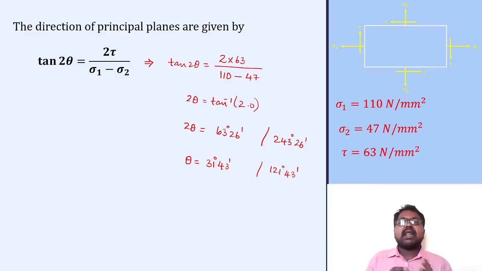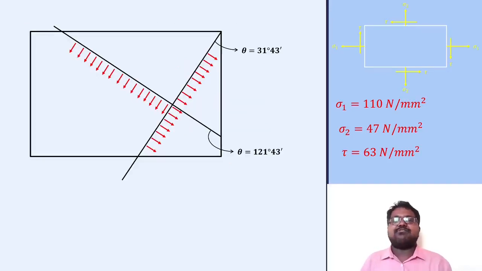So major and minor principal stresses are acting at planes making angles of 31 degrees 43 minutes and 121 degrees 43 minutes, which will be like this. So one is the major principal stress plane and another one is the minor principal stress plane. So here we got the magnitude and direction of the principal stresses.